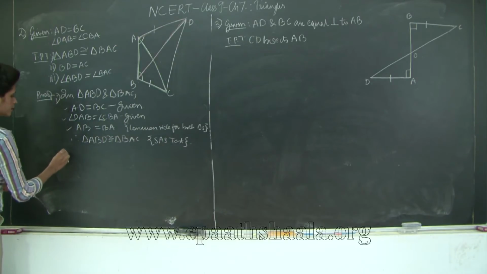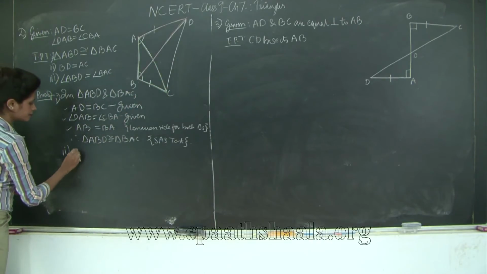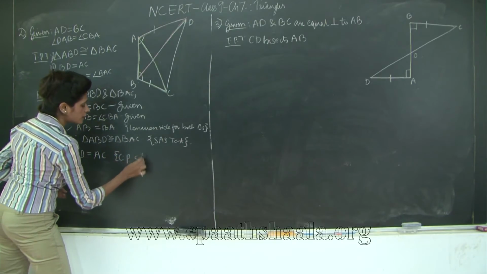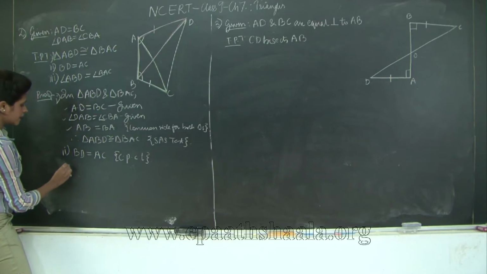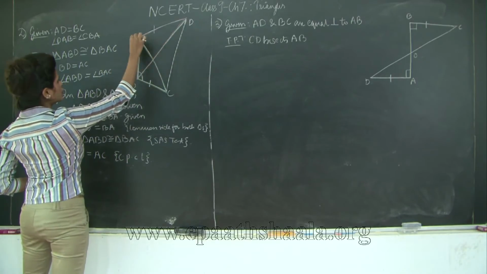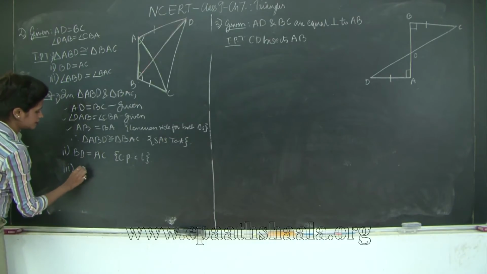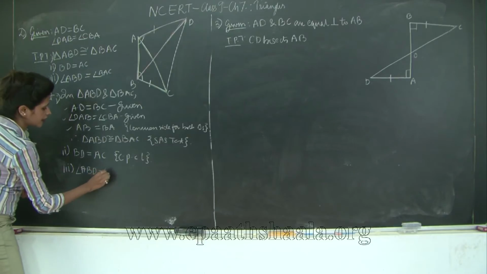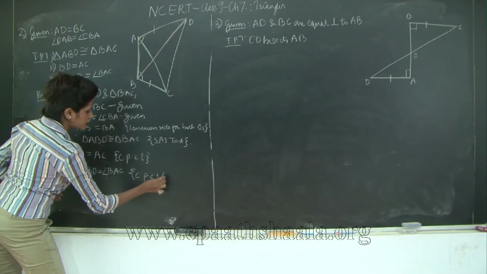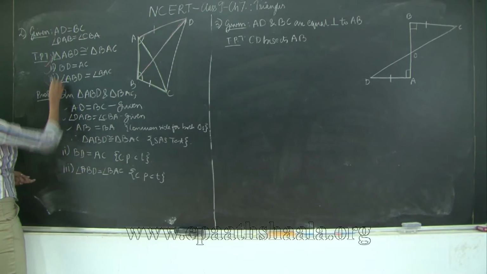Now, let us go on to prove the second and third parts. Therefore, I can say that BD is equal to AC by CPCT. CPCT is what? Corresponding parts of congruent triangles. And the third part is also CPCT, but this would be for angles instead of sides. So, angle ABD is going to be equal to angle BAC, correct? Angle ABD is equal to angle BAC, CPCT. Hence, all the three parts have been proved. Here, then here, and then here, right.